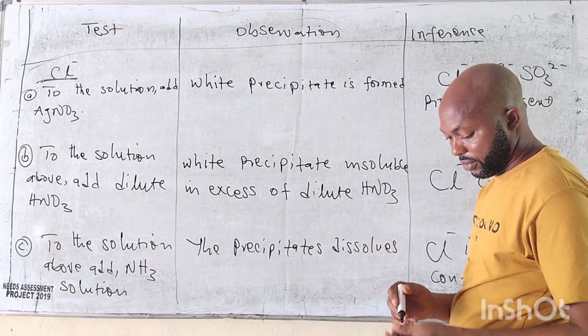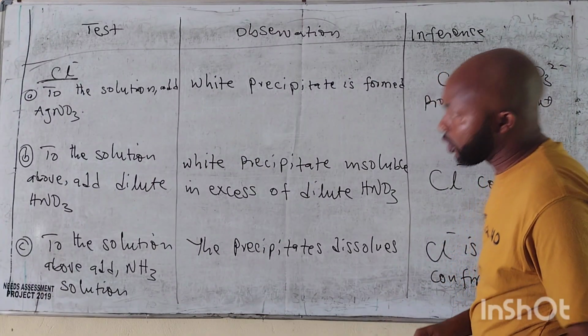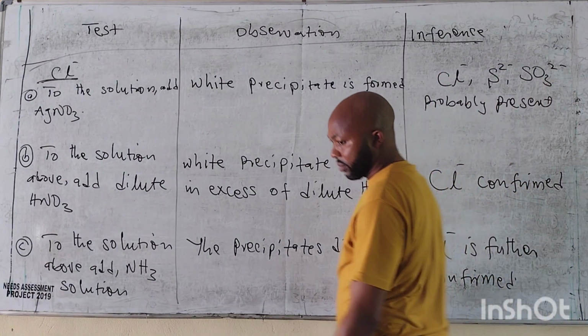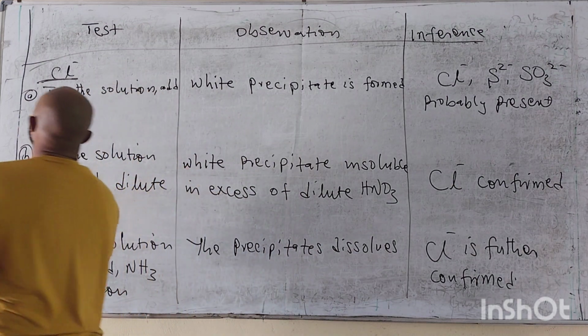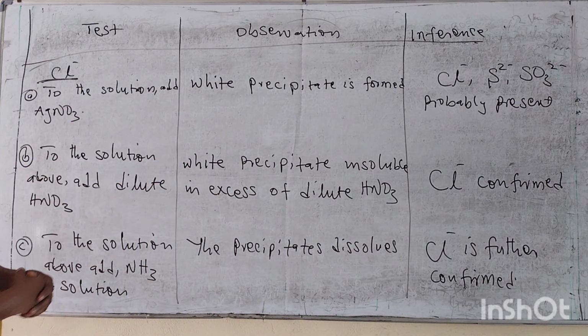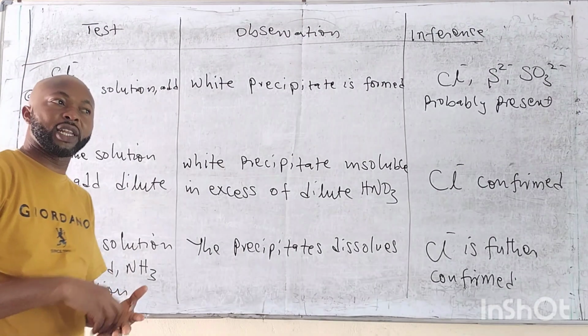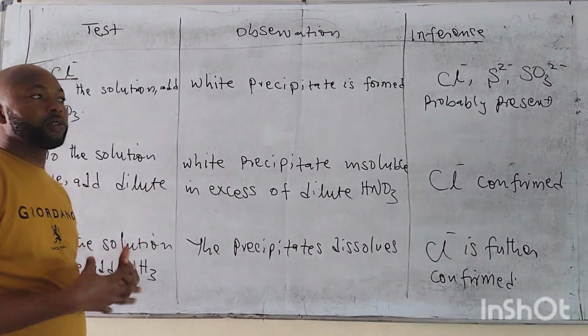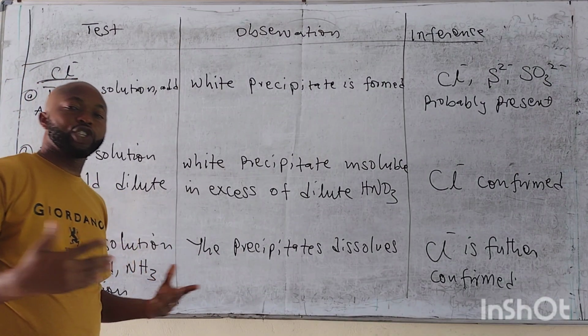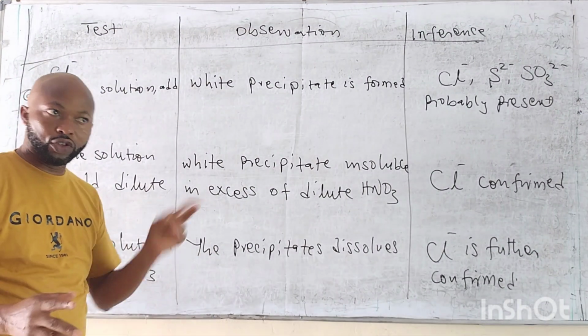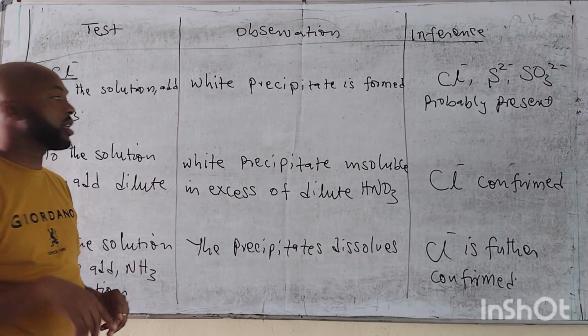All right. So this is the test for chloride anion. These are the procedures: the test, observation, and inference. We have a sample that contains chlorine, let's say sodium chloride. We want to test for the anion. When we add a little water to it, the compound is meant to dissociate into its ions, sodium plus and chlorine negative.